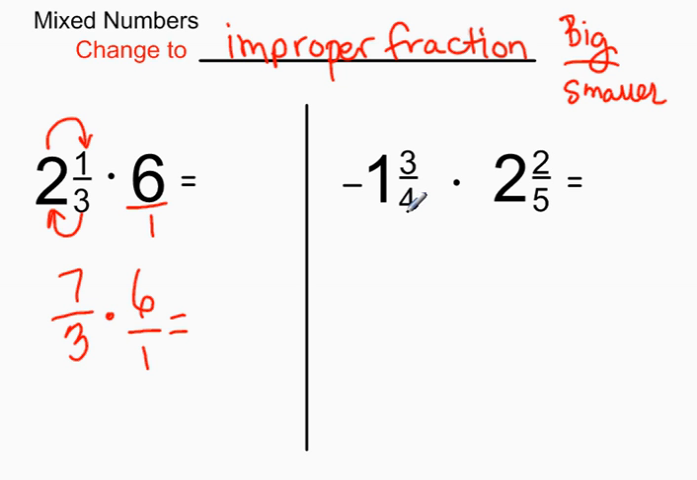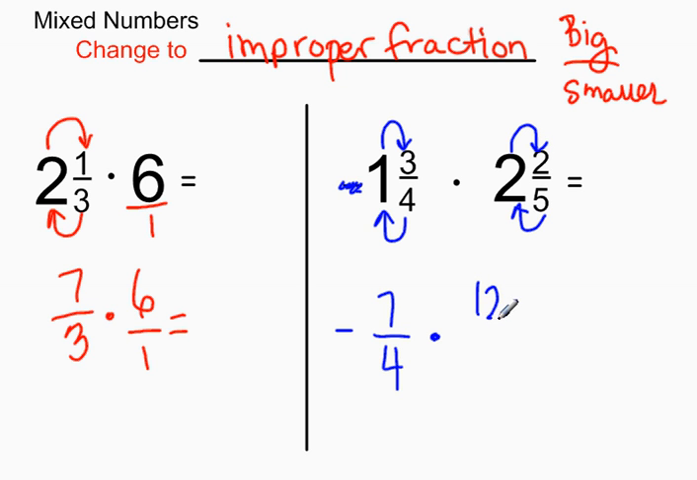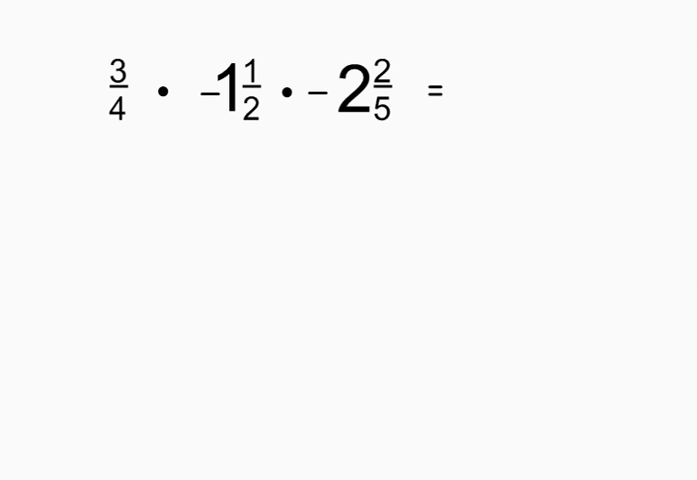Here's one more. This is going to be a negative improper fraction. Now that I've written that, I can kind of ignore it up here. 4 times 1 is 4, plus 3 is 7, and the denominator stays the same. 5 times 2 is 10, plus 2 is 12, and the denominator stays the same. I can multiply straight across, or I can see if there are some things that I could cross out to make this easier to solve before I get started. I'd like you to finish these 2 questions in your notes.